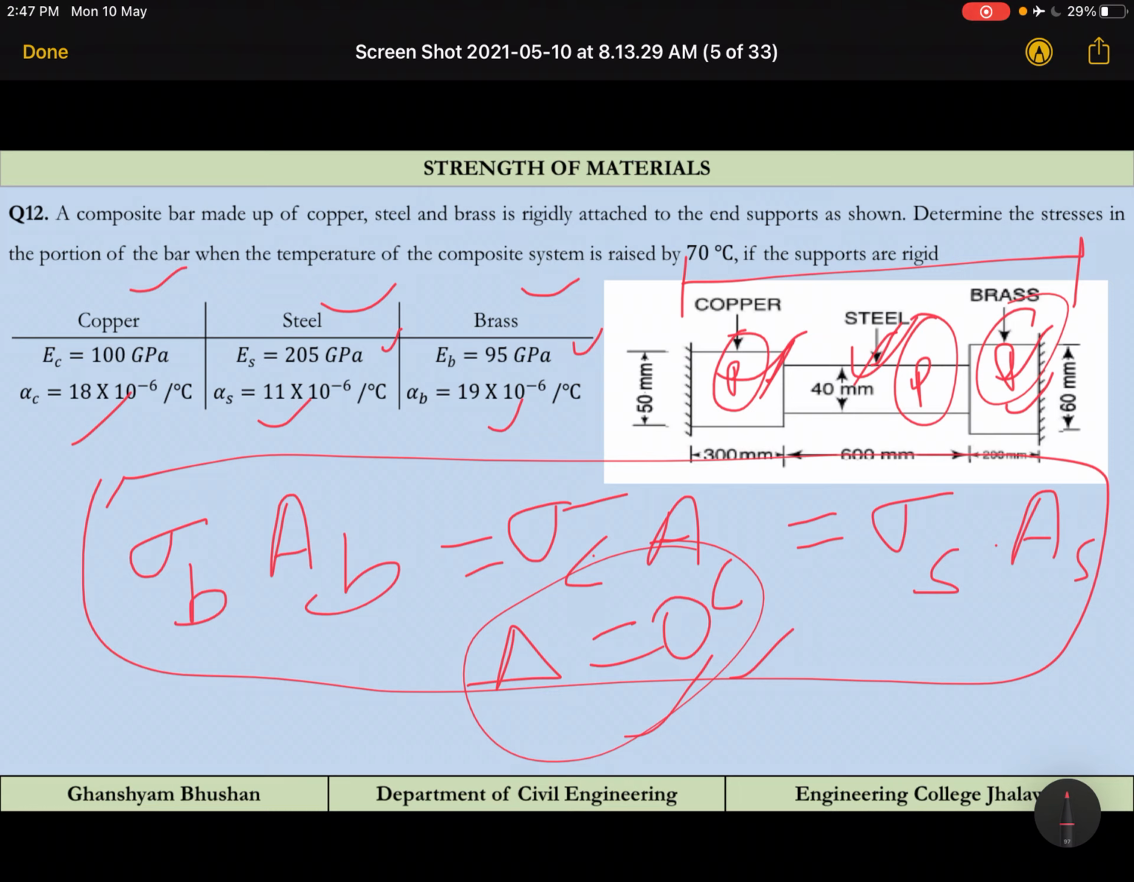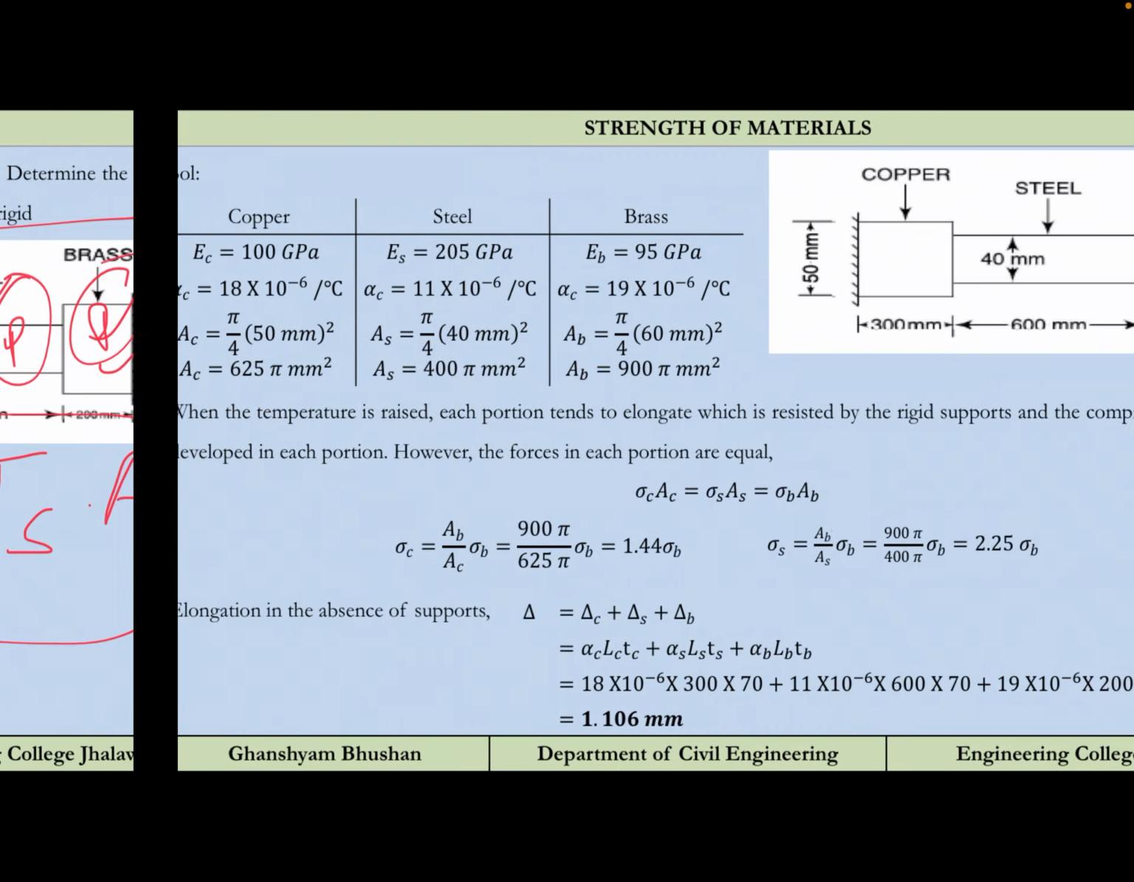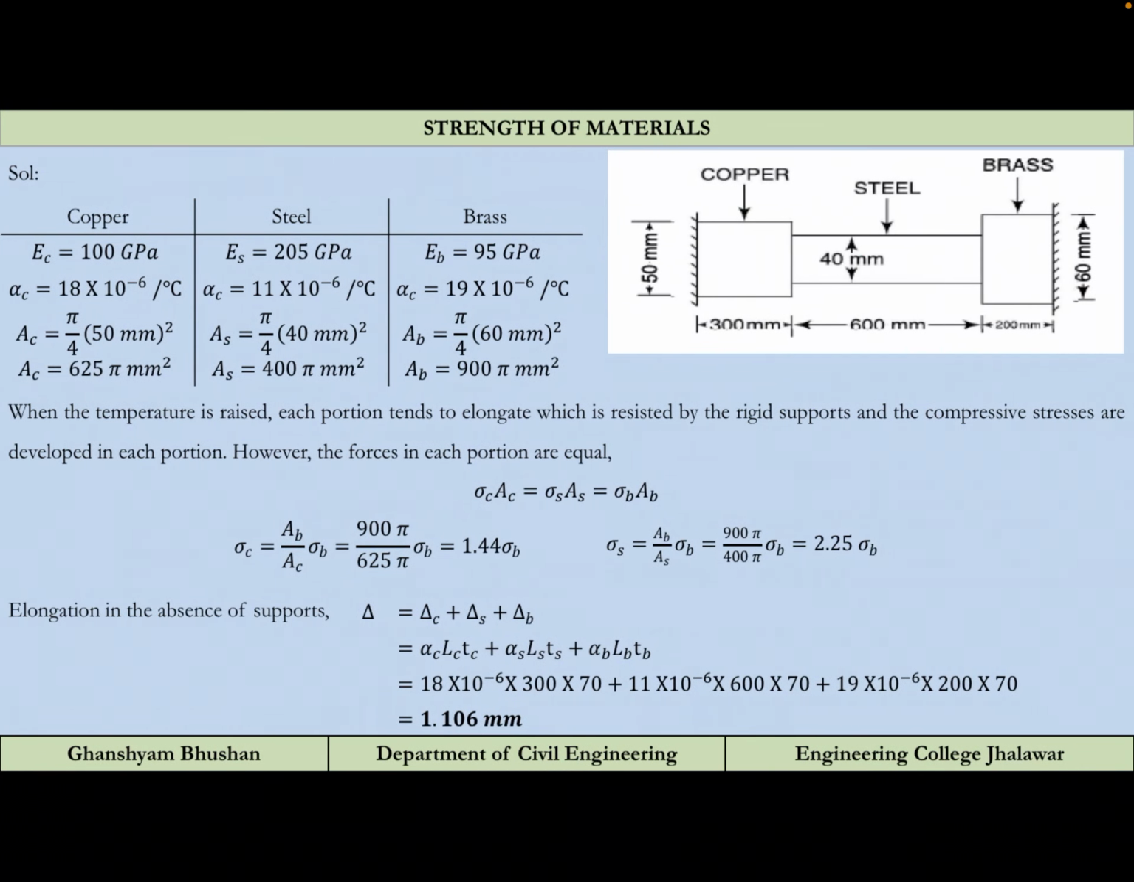So as you can see, brass will expand most due to its alpha, and after that copper, and then steel. So let us see how we are going to do that.